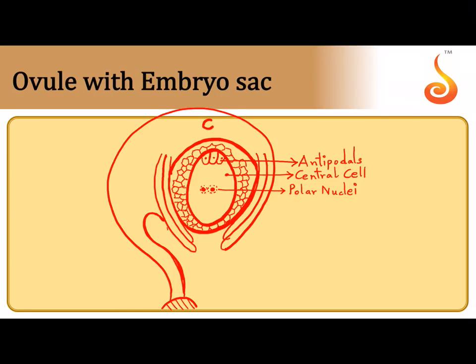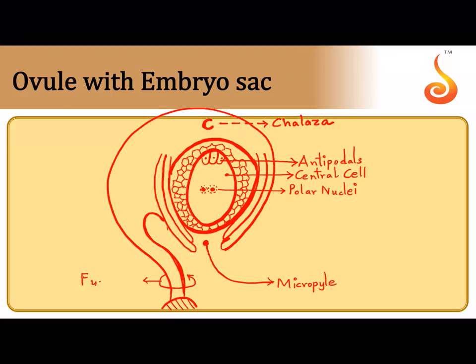Then, which is the chalaza? This is the chalazal end. We had labeled this as the chalaza of the ovule. This opening, where the integument is not there, what did we label this? Micropyle. The stalk, funicle. The junction between the stalk and the body, hilum.